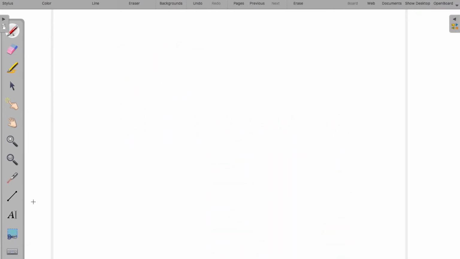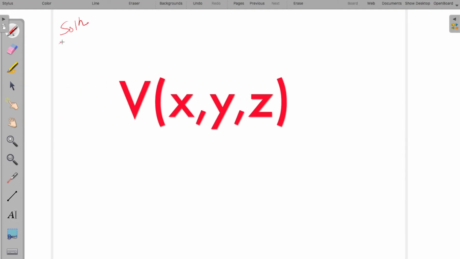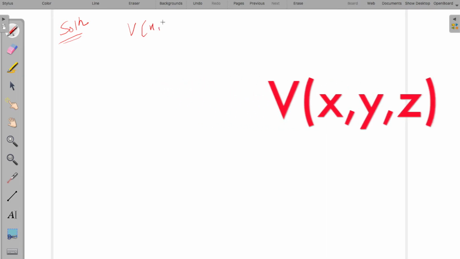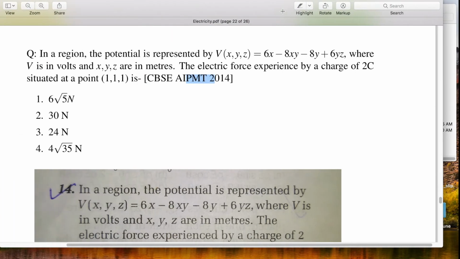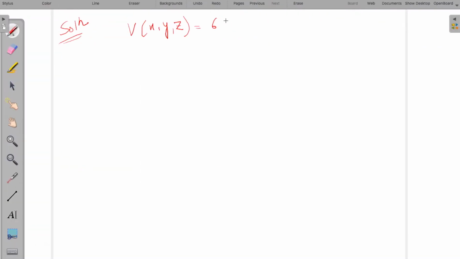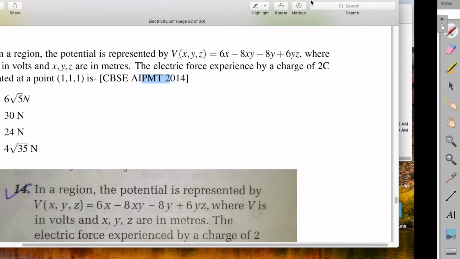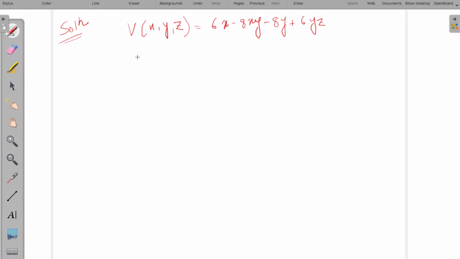So in this question, the potential is given as V(x,y,z), the potential is given as 6x minus 8xy minus 8y plus 6yz, right? So this is the potential given in this question. So we have a charge q equal to 2 coulomb placed at a point (1,1,1). So at that point we have to find the electrostatic force.